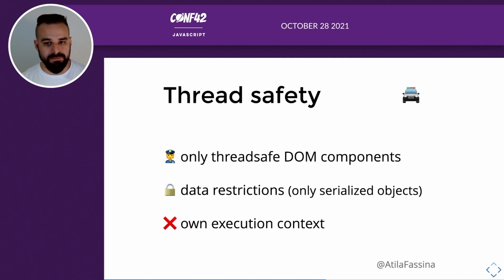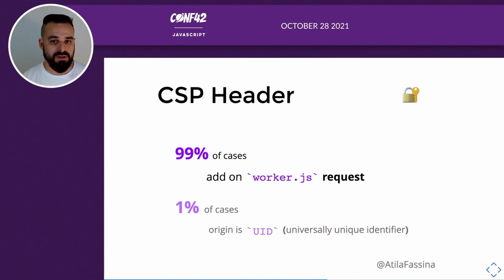Plus, the fact that background threads have their own execution context imposes a very important issue that developers need to be aware of. In the vast majority of cases that we are going to use a web worker, it is important to set the content security policy on the request header with the appropriate directives, because it will not inherit the policy from the main page. If we don't set the CSP headers on the request, it's going to be completely vulnerable, as if we had nothing there.